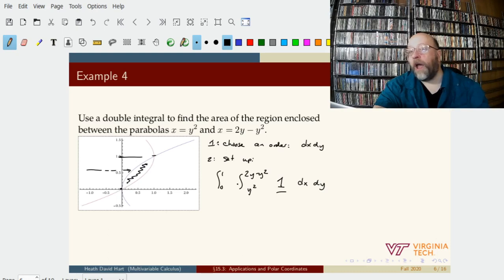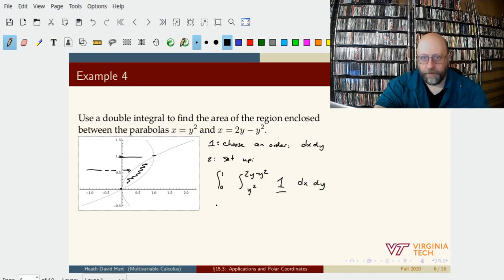This is why I wanted to choose the order dx dy, is that my functions were already solved for me in terms of x. If I wanted to do the other order, I could do that, but I would have to rewrite this in terms of y. That's not hard, that's square root of x. But rewriting this in terms of y requires completing the square. And that seems like a little bit of extra work. And so leaving the functions so that they're x in terms of y instead of y in terms of x seems like that makes sense to me.